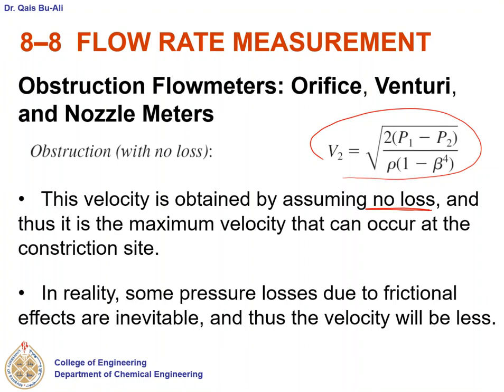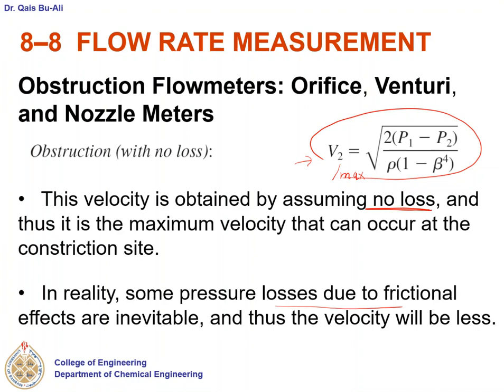So this equation here will give you Vmax then, or V2 max. This is the maximum velocity at location 2. Why the maximum? Because losses are neglected. How do you know? Because I use the Bernoulli equation, which is based on this assumption. So in reality, some pressure losses due to frictional effects are inevitable.